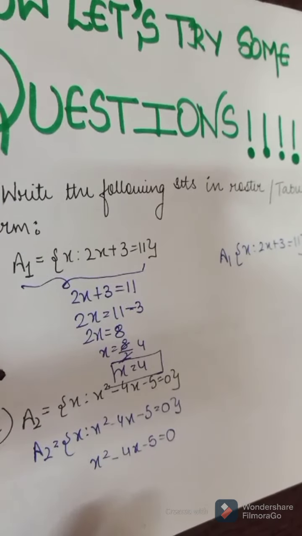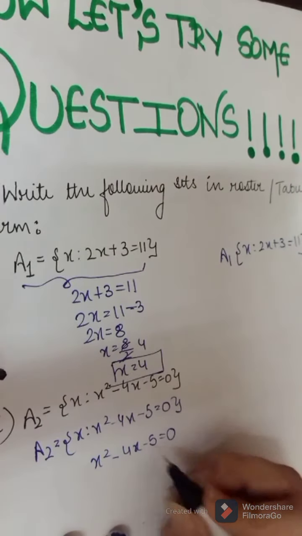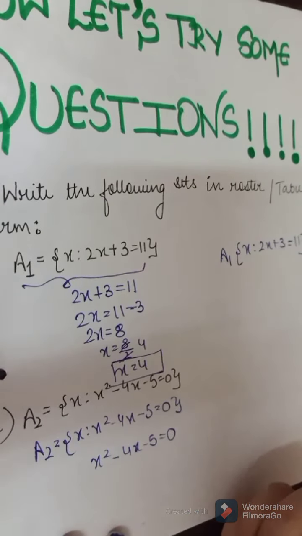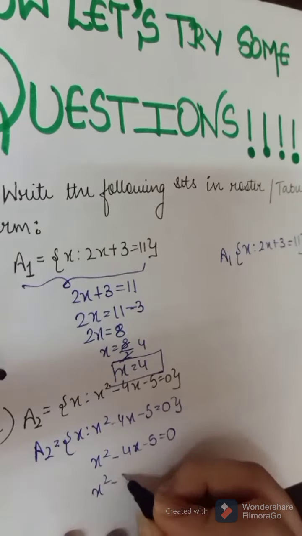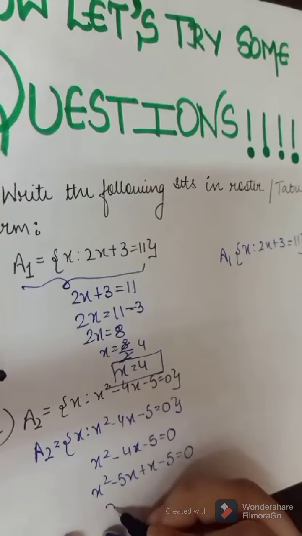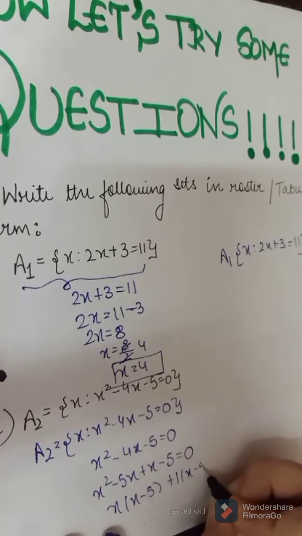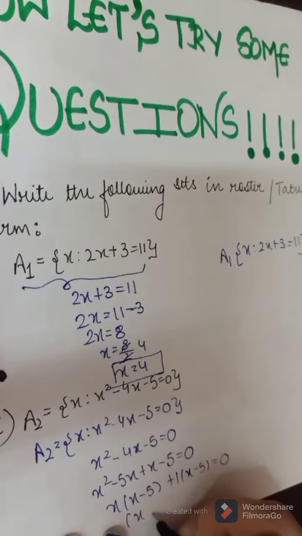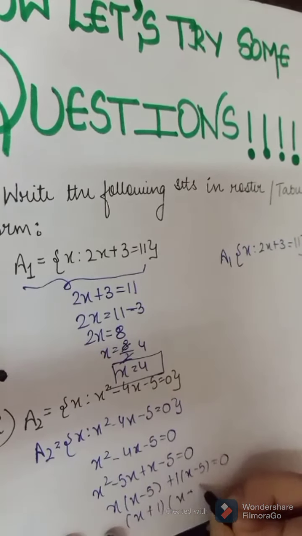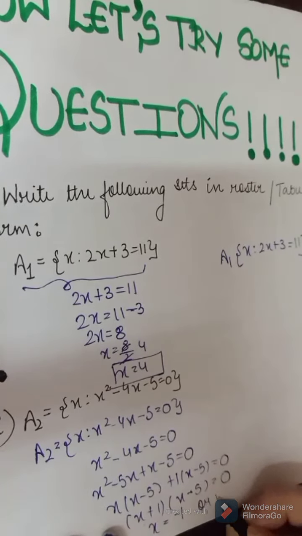Now many of you would be thinking, ma'am, how are we going to solve this? We are going to solve this with the use of middle term splitting. Now what is the product? Minus 5. What is the sum? Minus 4. So X square minus 5X plus X minus 5 is equal to 0. So X into X minus 5 plus 1 into X minus 5 is going to give you 0. So X plus 1 into X minus 5 is equal to 0. So either X is equal to minus 1 or X is equal to 5.